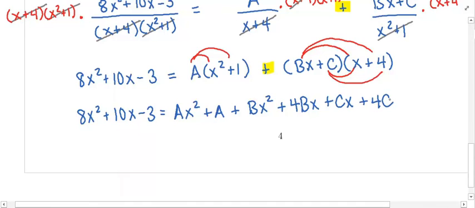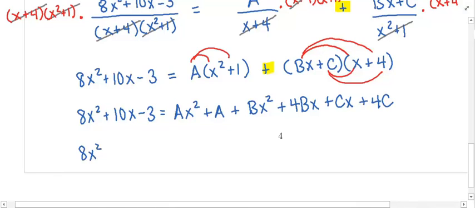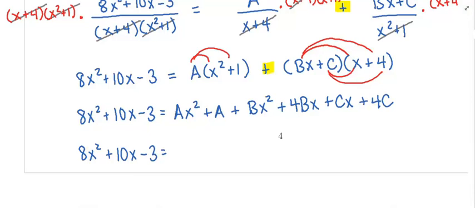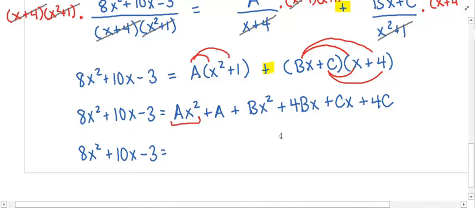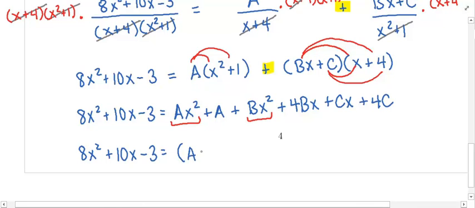Okay, so now we're going to reorganize the right side. We want to combine like terms, so put all the x squareds together, all the x terms together, all the constants together. I'm going to leave the left side alone. I'm going to find everything with an x squared. So here and here. I have a many x squareds, and then I'm adding b many x squared. So this is going to leave me with a total of a plus b many x squareds.